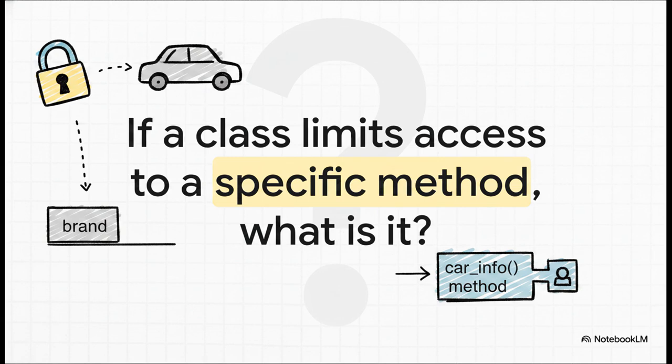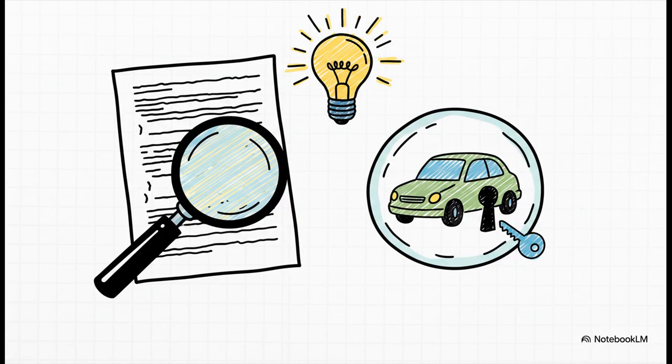Let's tackle one more. This is a super common scenario-based question. If a car class prevents direct access to the brand data and instead uses a car_info method to interact with it, which OOP concept is applied? Solution: encapsulation. Did you spot it? The scenario explicitly mentions preventing direct access to data and providing limited access through a specific method. Method-based access to hidden variables is the undeniable telltale fingerprint of encapsulation. Spot those clues in your exam code snippets and you'll nail it every time.